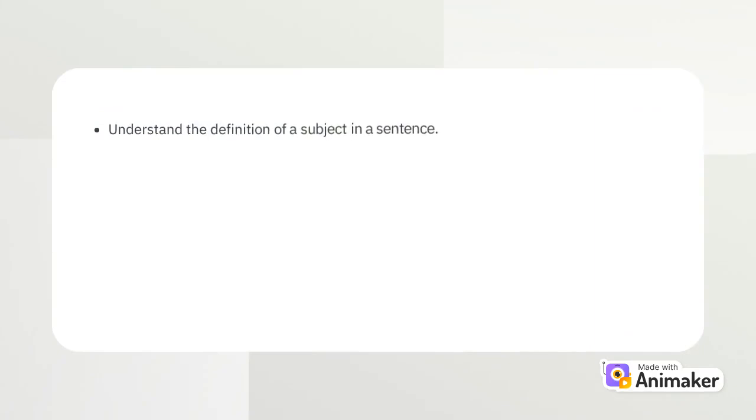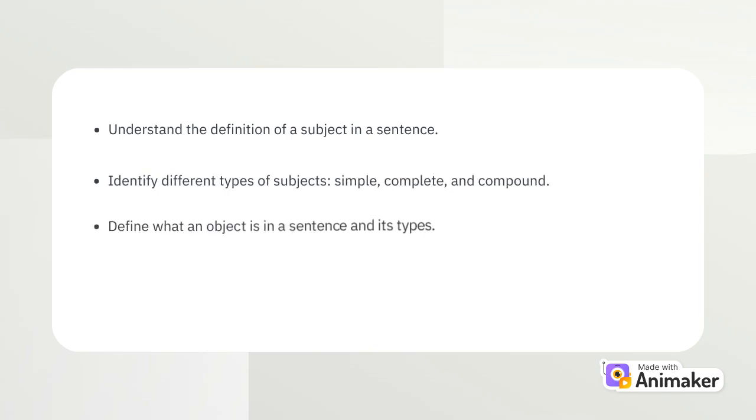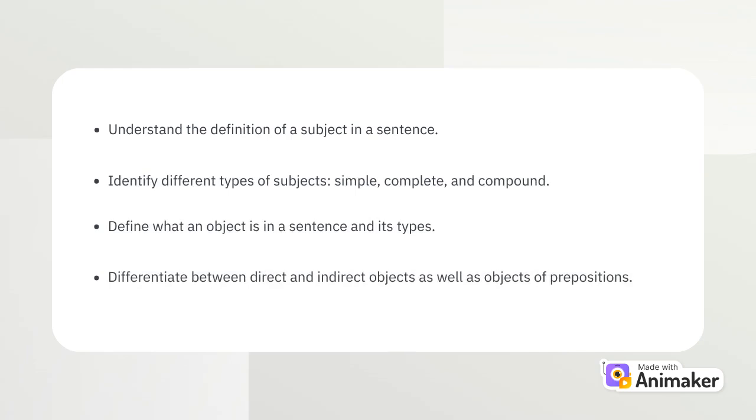By the end of this training, you will understand the definition of a subject in a sentence. Identify different types of subjects: simple, complete, and compound. Define what an object is in a sentence and its types. Differentiate between direct and indirect objects as well as objects of prepositions.